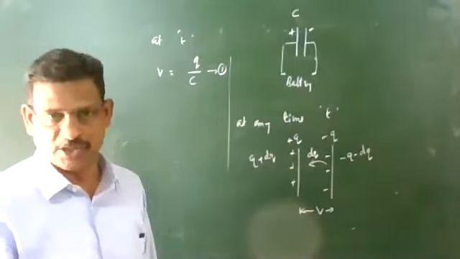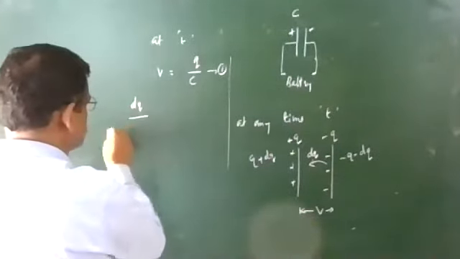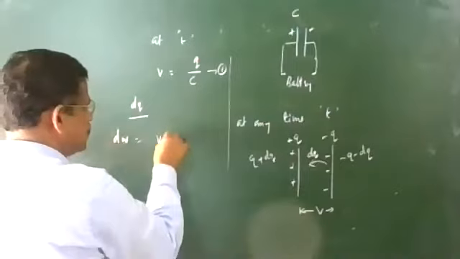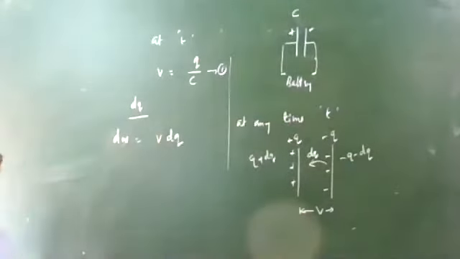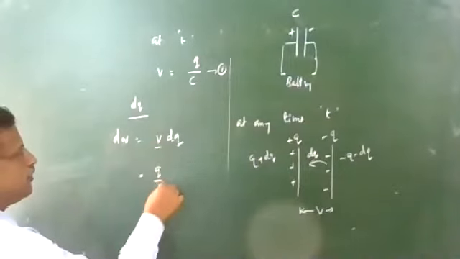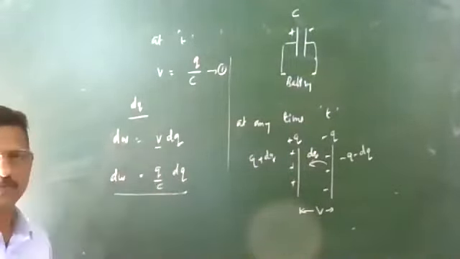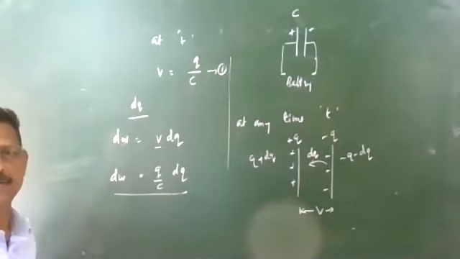The work done to transfer a small amount of charge is equal to potential into dq. The potential V is Q by C, so the work done to transfer a small amount of charge is Q by C into dq.